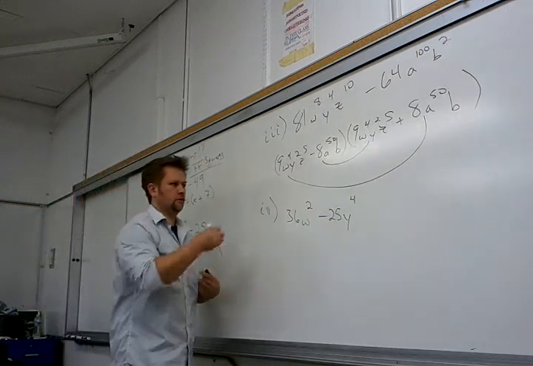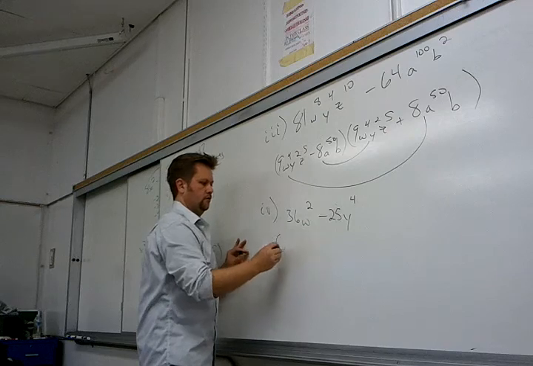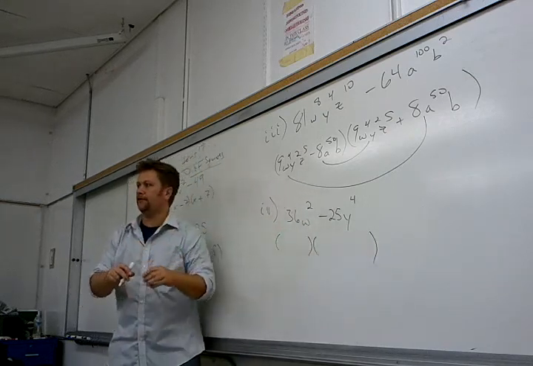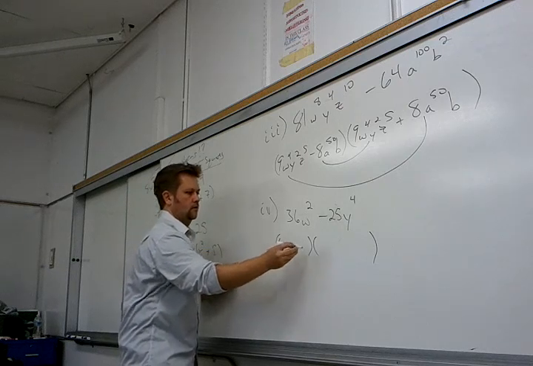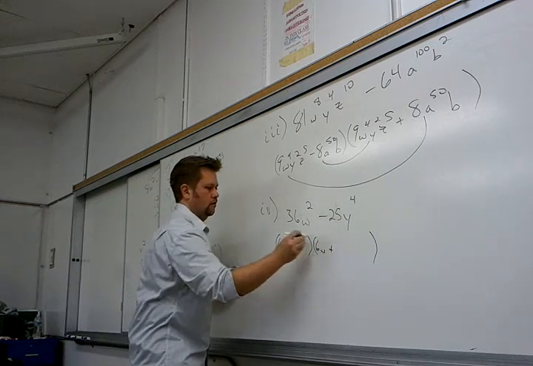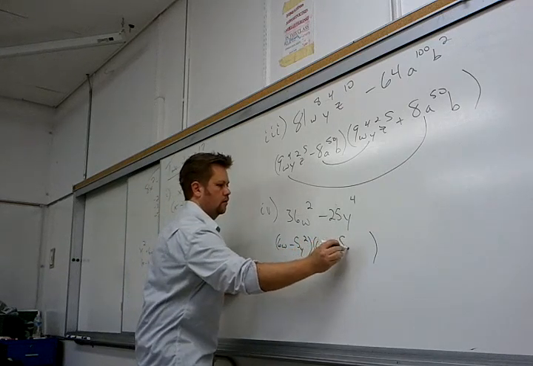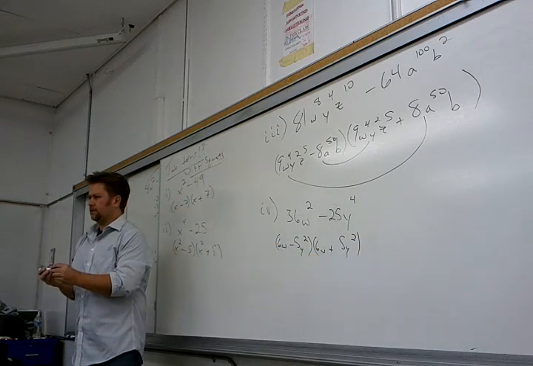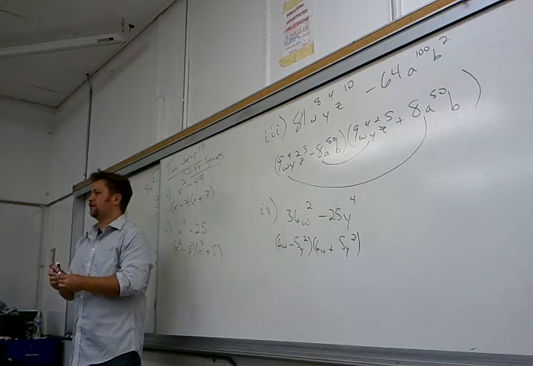So how's this go? Any GCF? No. I see it's two terms. I see it's the squares because I can cut everything in half. 6 and 5y squared minus 5y squared. Cool. So everybody see that? So difference of squares. A thank God problem.